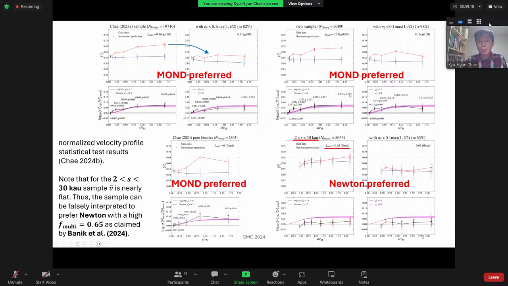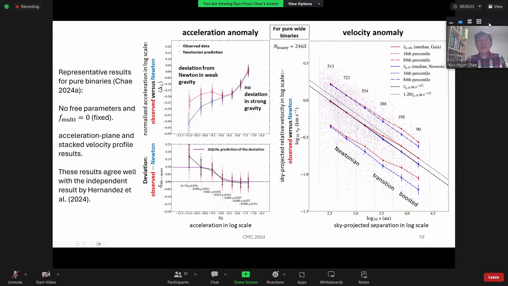And now this is for pure binary, and this work was undertaken before Indrani's work was released. So it has nothing to do with the response to Indrani's paper. It was just tried earlier. And then you can see for this pure binary sample, in this case, actually there is no fitting.